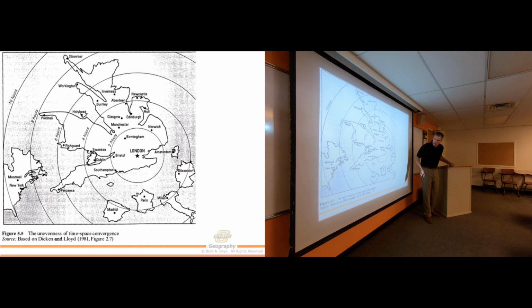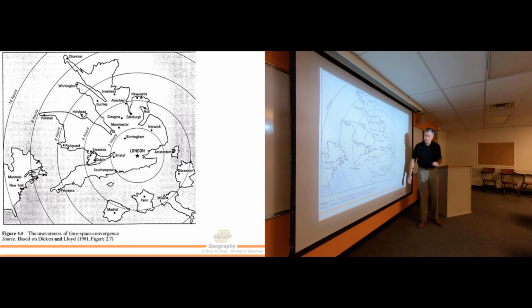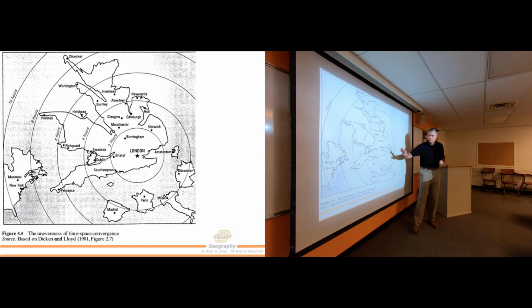Here's another older map of, and it's not really a map. If you look at it closely, it's more of a diagram. It's what we might call a cartogram. It's an intentionally distorted map. And what this shows you is the time distance in traveling from this point here at London. And the point doesn't really matter. You can see this is from a publication from 1981.